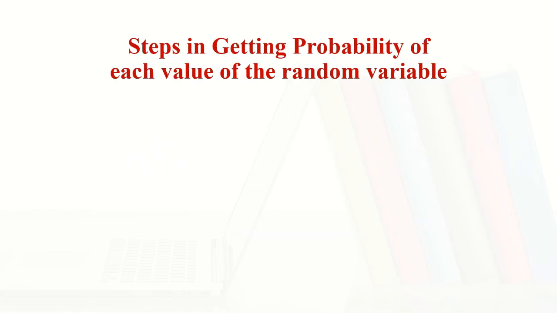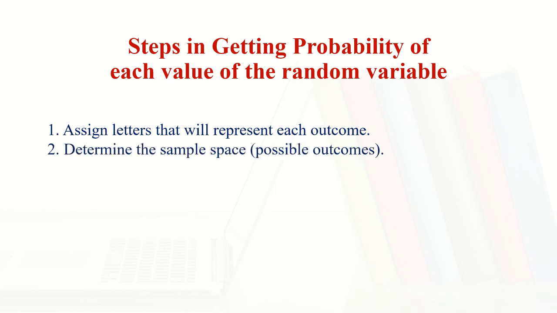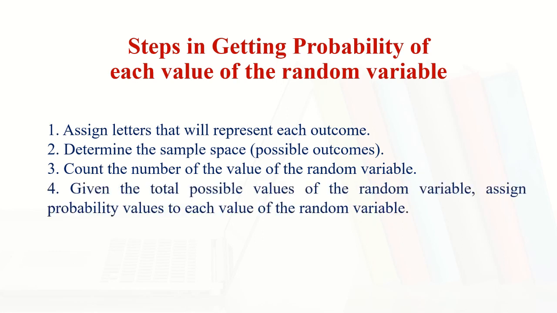Now there are some steps in getting the probability of each value of the random variable. So what are those steps? The first is to assign a letter that will represent each outcome, so maybe X, and determine the sample space, that is, the possible outcomes. Then count the number of values of the random variable. The last step is to give the total possible values of the random variable and assign the probability values to each value of the random variable.